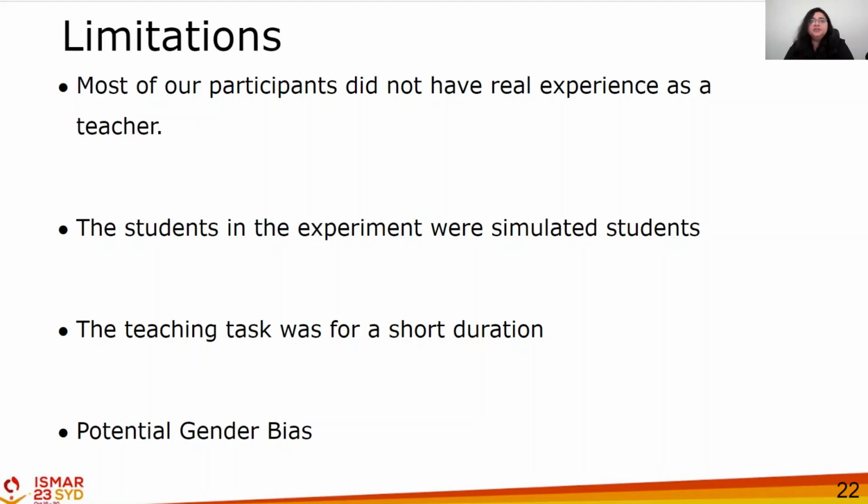One limitation of our user study is that most of our participants did not have real experience as a teacher. The students in the experiment were simulated students and this could have some effect on our results. However, it still gave us a chance to evaluate the two interfaces on a teaching task. Additionally, the teaching task was for a short duration. Furthermore, only 13% of our participants were females and this could have created a potential gender bias.